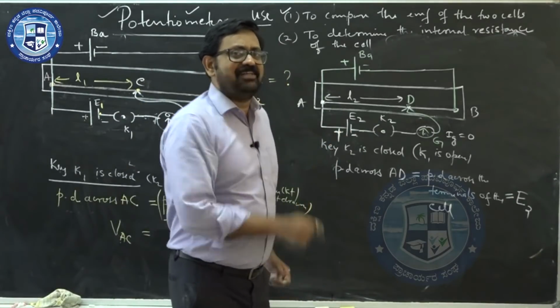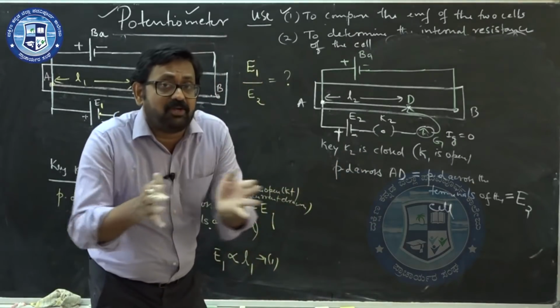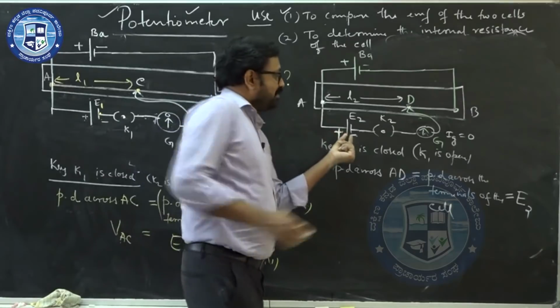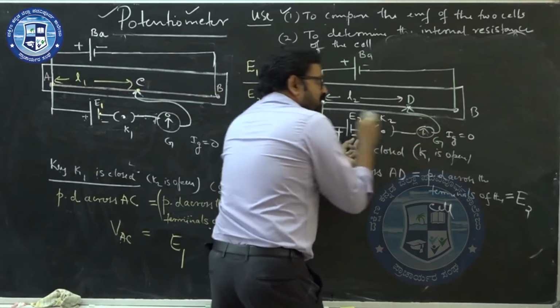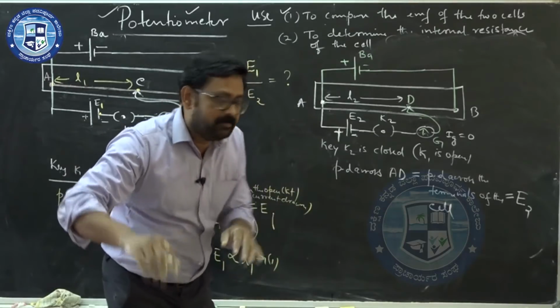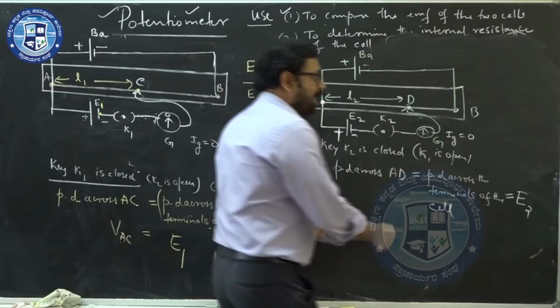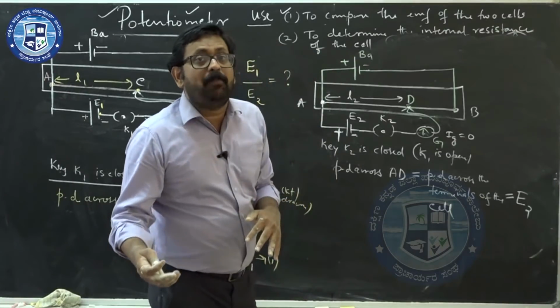What do you mean by the cell is in the open circuit? When we say that the cell is in the open circuit, it means no current is drawn from the cell. The cell is connected here. Do you have any current in this part? Do you have any current in this part, or when the cell is connected to any other part? No, right? There was no current drawn from the cell, indicating that the cell is in the open circuit.